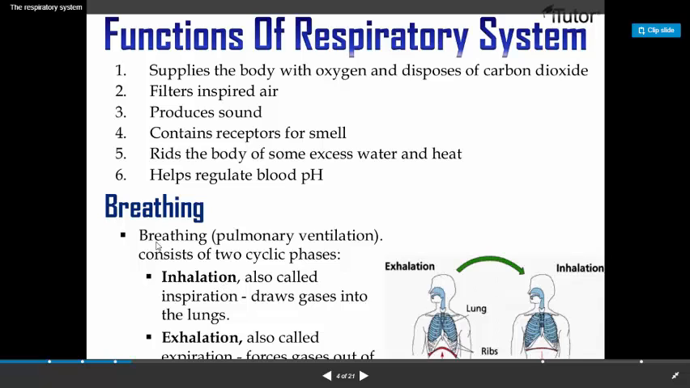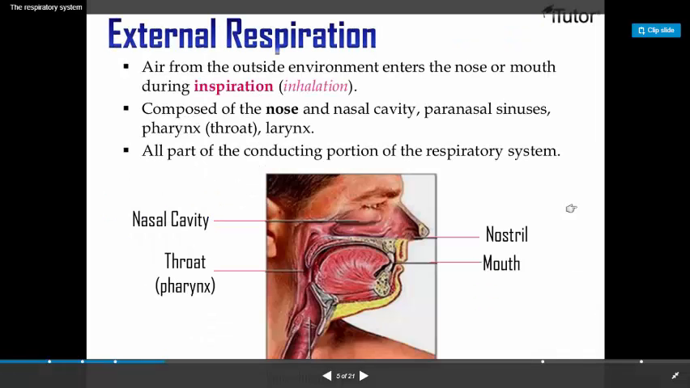So, breathing, which is the simple external respiration. We have the inhalation, which is also called inspiration, and it draws the gases into the lungs. And then we have the expiration, in which you push the gases out of the lungs.